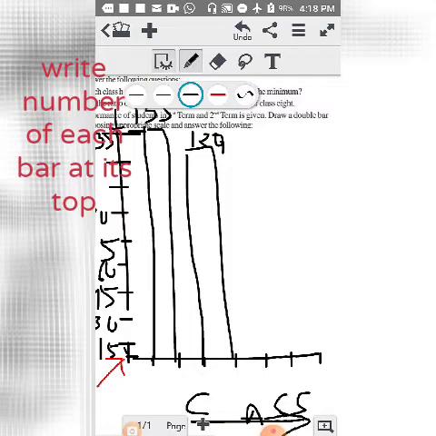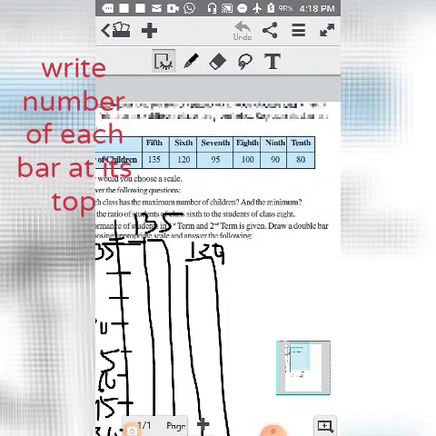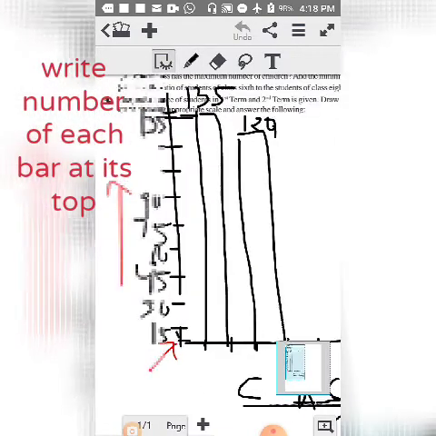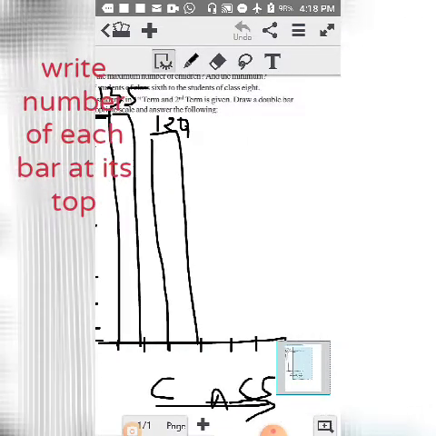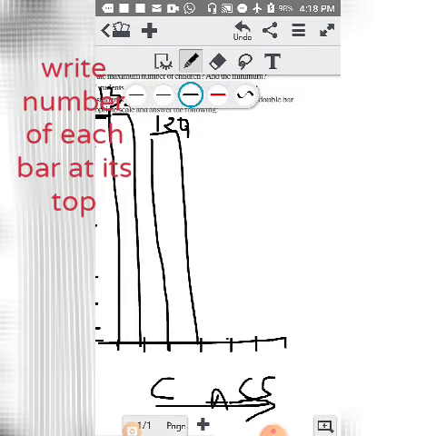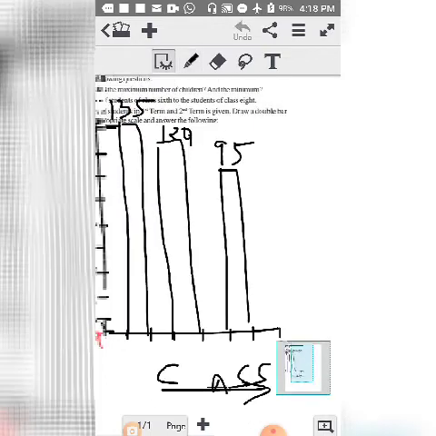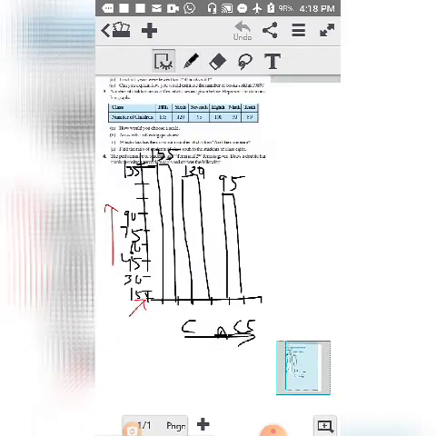The next number is 95. So 95 will come till where? Wherever 95 comes, it will come between 90 and 105. So you will measure it and then draw the rectangle, and at the top of the rectangle you will write 95. This way we will make all the rectangles and the graph will be complete.